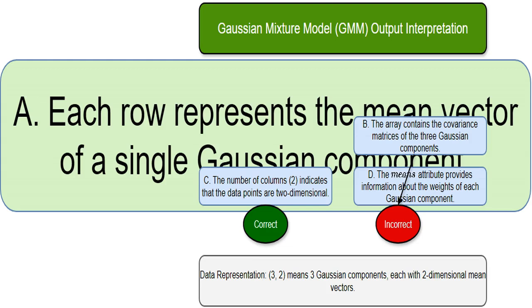Nope. The weights are not stored in means. The weights, showing the relative importance of each Gaussian component in the mixture, are stored in a separate attribute, weights. It's important to know where to find each piece of information.